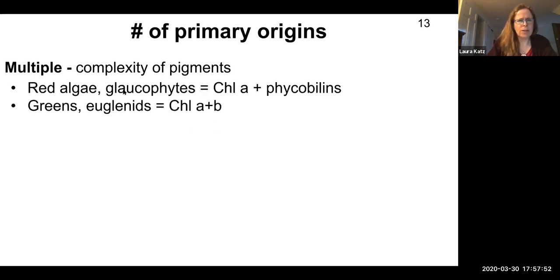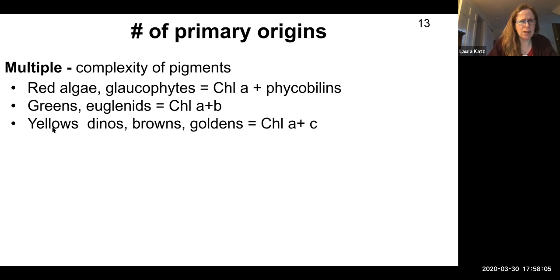We know that reds and glaucophytes have chlorophyll A and something called phycobilins. Green algae and euglenids have chlorophyll A and B. So that's okay. Maybe there was a cyanobacterium that had all of this. But as we get more broadly, we see that yellows, dinos, browns, and goldens have chlorophyll A and C.